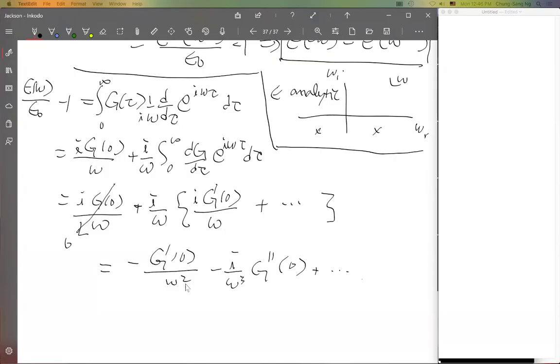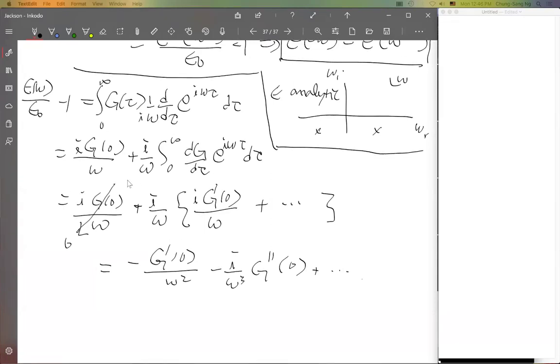at least decaying as omega squared, 1 over omega squared. So it goes to 0, but you need to know how fast it goes to 0, and it's at least as fast as 1 over omega squared. So that's the property that we'll use.